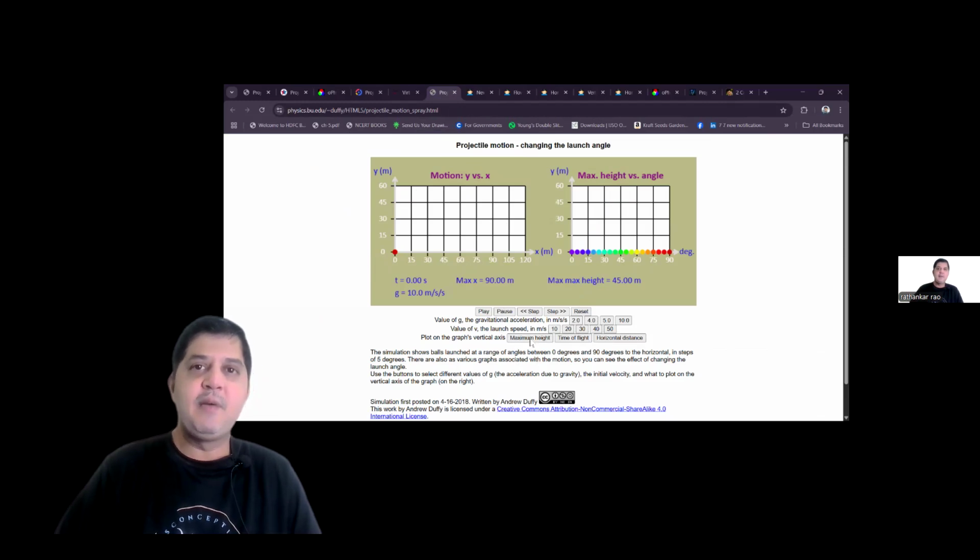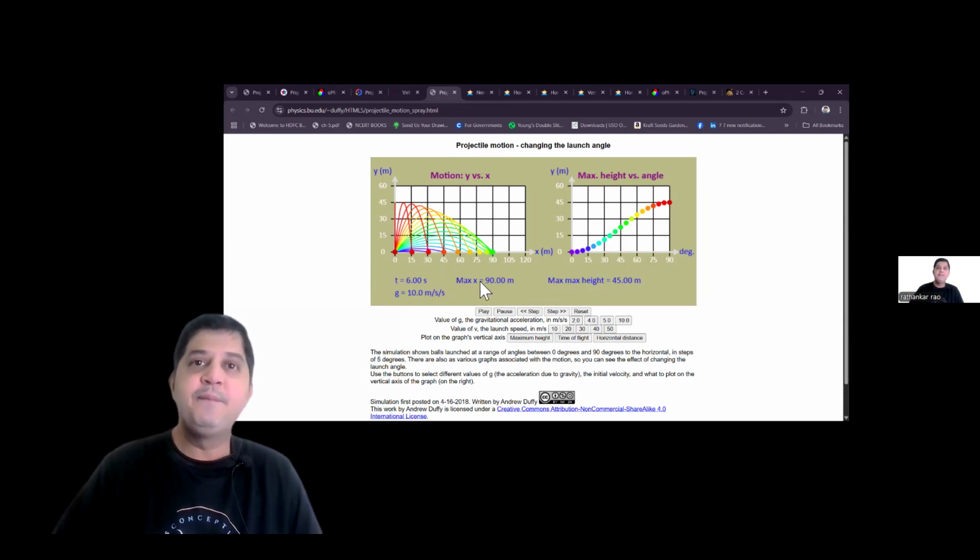For example, if I want to have maximum heights, and then I click on this play button over here, I get something like this. So what does this tell you? It tells you about different angles of projection. For different angles of projection, where does the particle actually land over here? It also gives you the time taken. So it gives you the y versus x, and maximum x is equal to how much, and what is the maximum t over here.